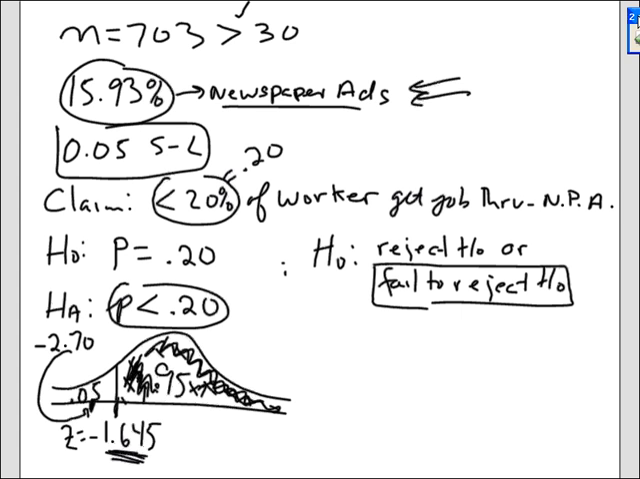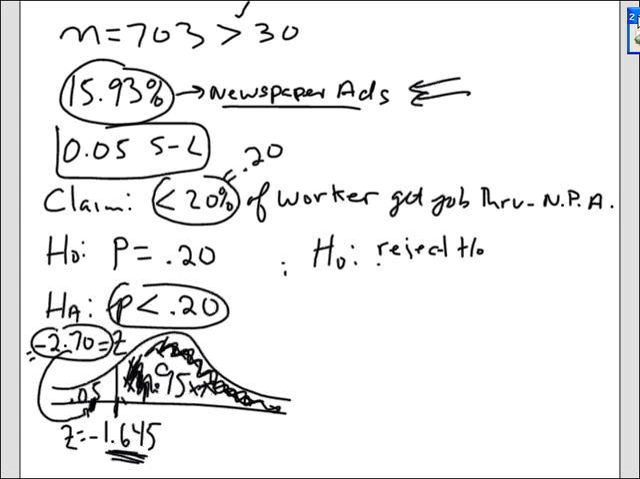Now the thing is, we didn't end up in here. Where you end up is where the test statistic is. The test statistic was Z equals negative 2.70. That was Z. That's right here. That's in the reject region. So the answer is we reject H0. We reject H0.